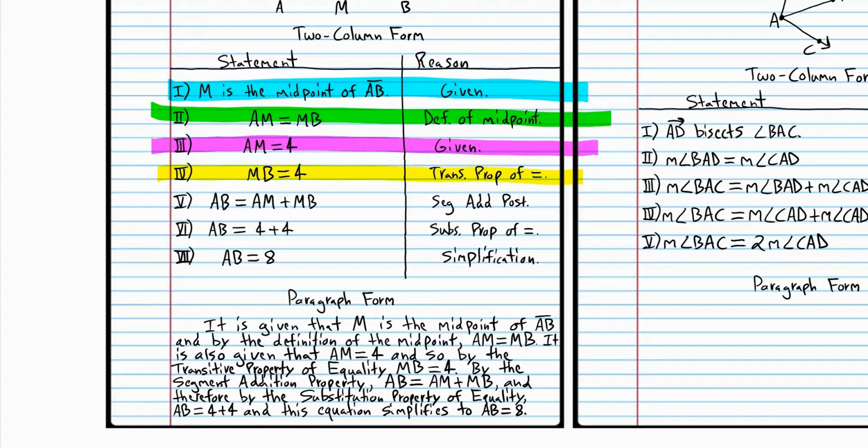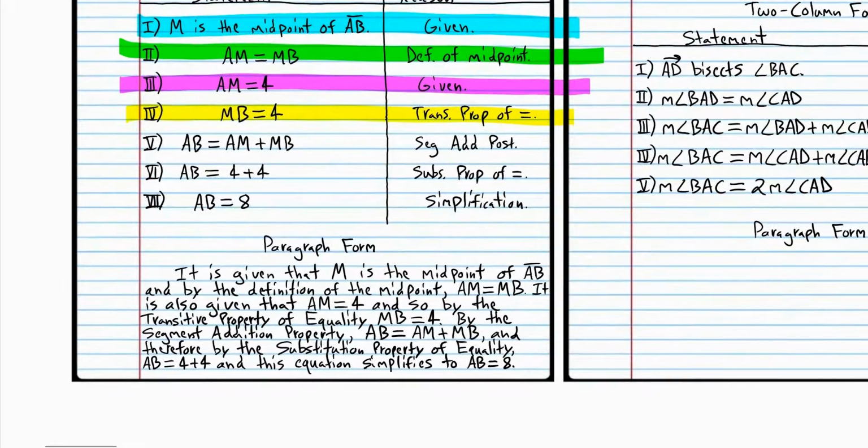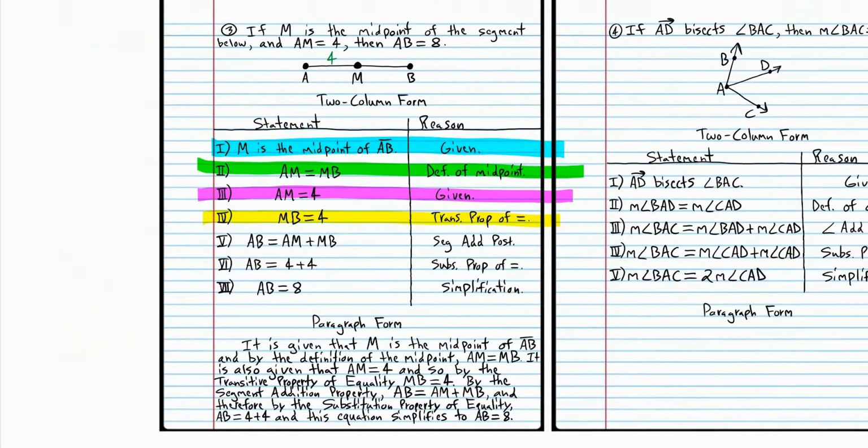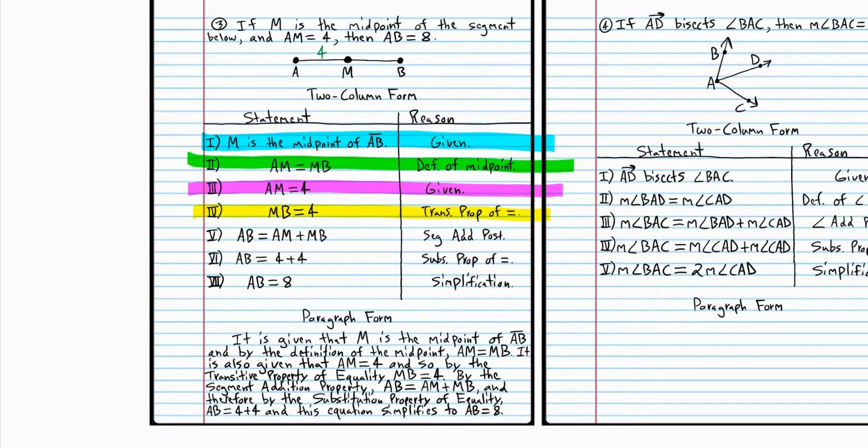Now this is not an English class. I probably could have written that slightly better, but it's really not that important. The idea is that you can convert a 2-column proof to paragraph form.